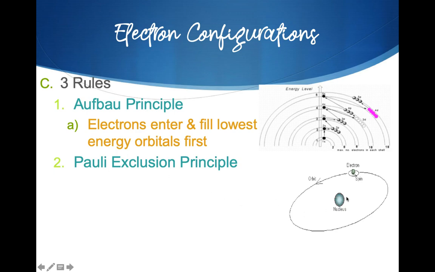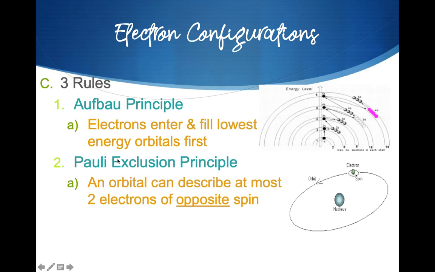So the idea here is that you've got a nucleus and you have electrons that are going around that nucleus. But look, the electron is also spinning as it goes around the nucleus. It's very much like what our Earth does. Our Earth spins on its axis as it rotates around the sun. It's the same thing with electrons. They are spinning on their own axis while they orbit the nucleus.